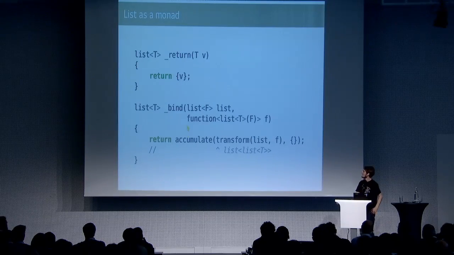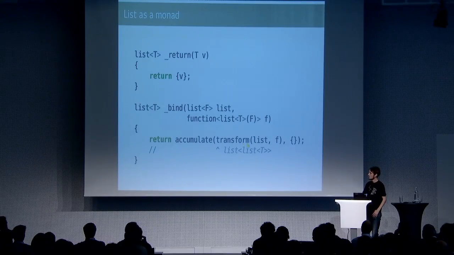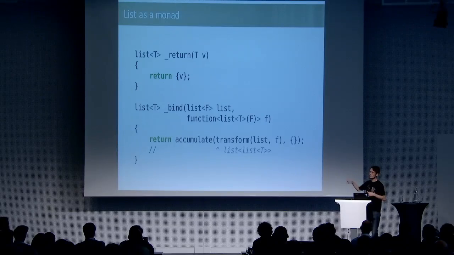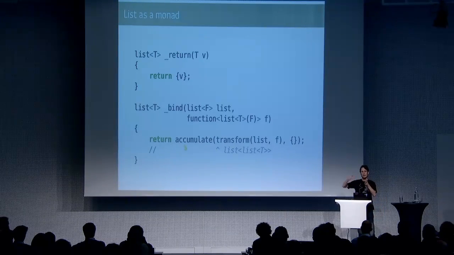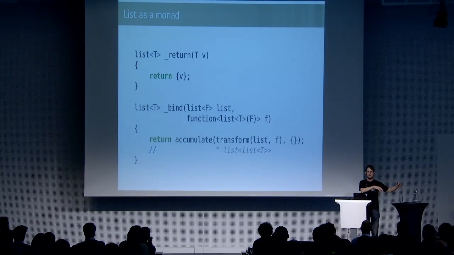OK, so what does the bind do? It first transforms each element of your original list. The transform will return a list, well, because a function returns a list, so this will return a list of lists of T. And afterwards, we accumulate all of it, so concatenate all the lists, and we get one single list with all the elements that we generated.